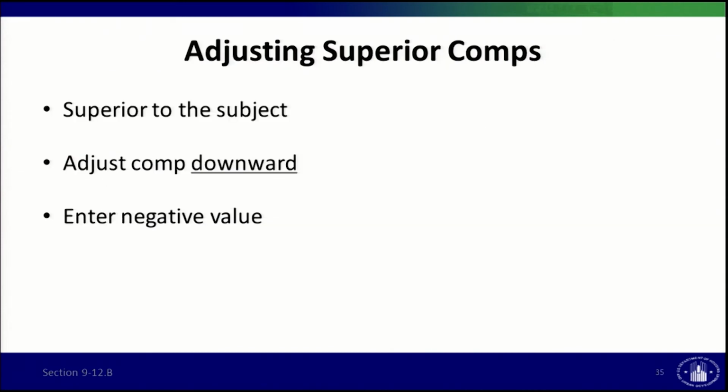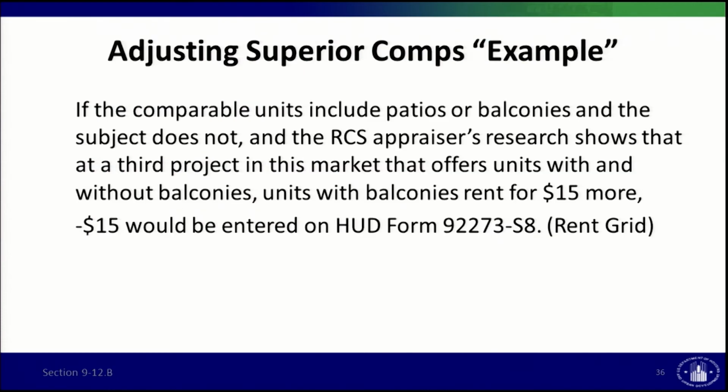If the comparable is superior to the subject, then you have to adjust the rent in the comp downward. You would enter a negative dollar amount in the rent grid. Again, the next slide gives an example. The comparable units have patios and balconies, and the subject does not. Your research shows that a third project in this market offers units with and without balconies and charges about $15 more when the unit has balconies. In this case, you'd enter a negative $15 in the rent grid for that particular amenity.